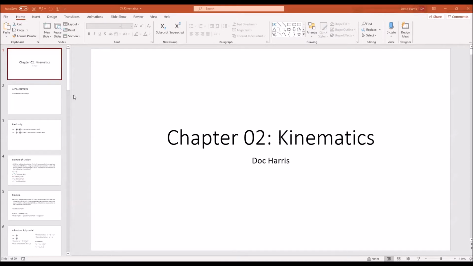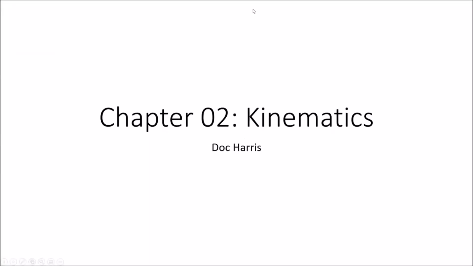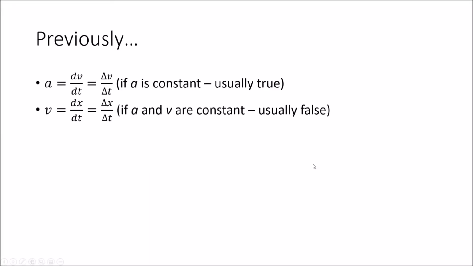This is the chapter 2 kinematics slides that we'll be going over right now. Just before the break, we talked about acceleration being the rate of change of velocity with respect to time. We can also think about that as being a change in velocity over a change in time. That's going to be the case if acceleration is constant, which, to a first approximation, is usually true. Most of the problems that we're going to deal with will have a constant acceleration.